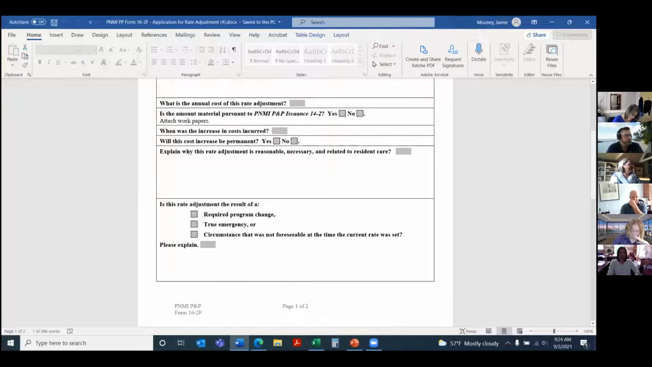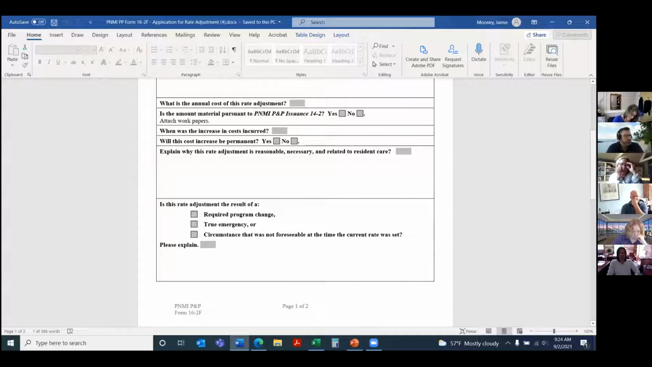What is the annual cost of this rate adjustment? This will be used to determine what the rate adjustment will end up being. Also, we ask, is the amount material pursuant to PNMI PNP issuance 14-2? So there's a PNP on that. We ask that you attach any work papers related to determining if the request is material. We also would like to know when the increase in costs are incurred. We would like to know, will this cost increase be permanent?